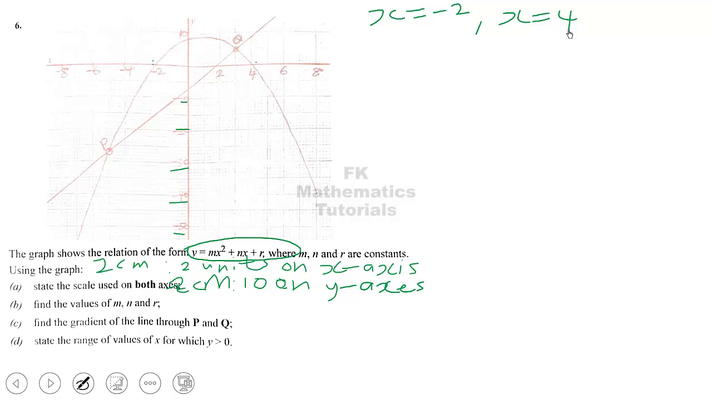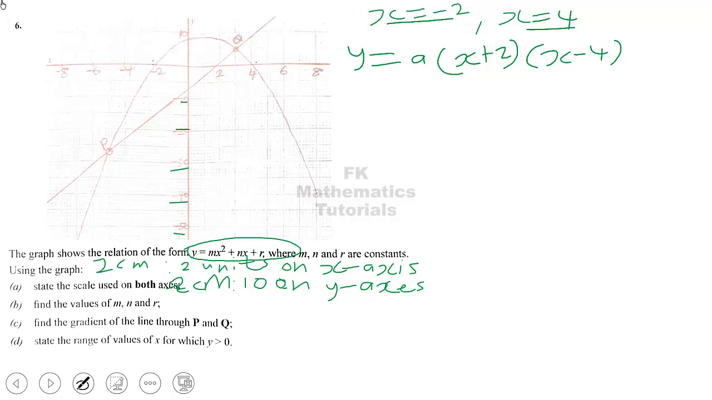So it means the equation of the graph is of the form y equal a into bracket x plus 2, then bracket x minus 4. Because when we equate this to 0 and solve for x, we will get x equal -2 or x equal +4. So we need to determine the value of a.